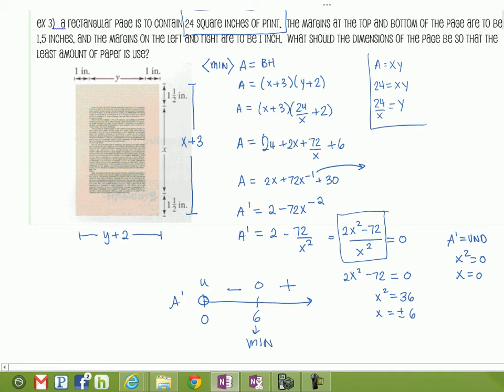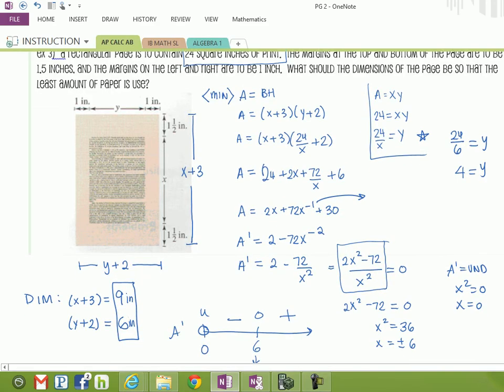So be really careful. The dimensions of the page are x plus 3 and y plus 2. So x plus 3, if x is 6, we get 9. And then y plus 2, remember up here, if x is 6, then y is 4. Therefore, 4 plus 2 makes 6, so the dimensions of the page are 9 inches and 6 inches.